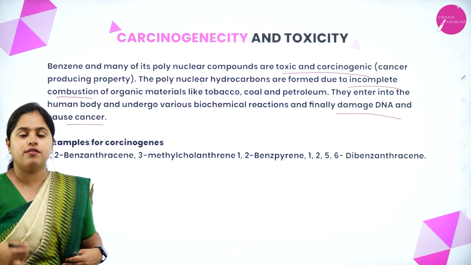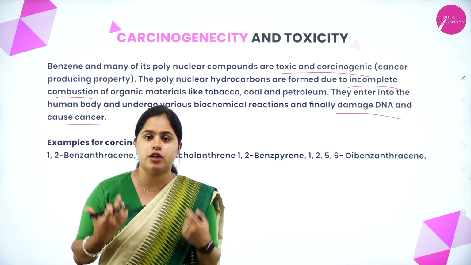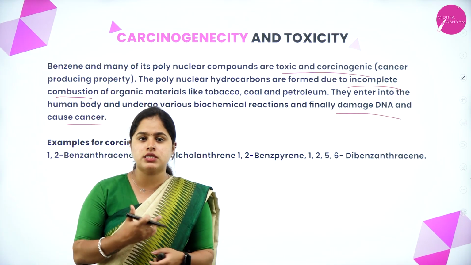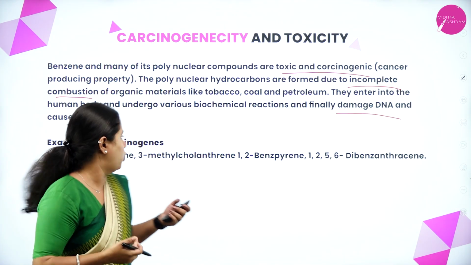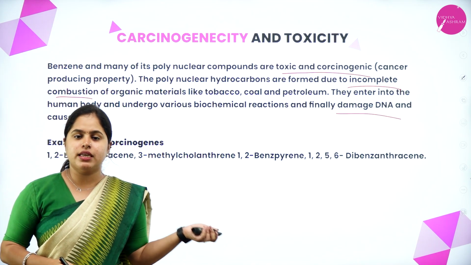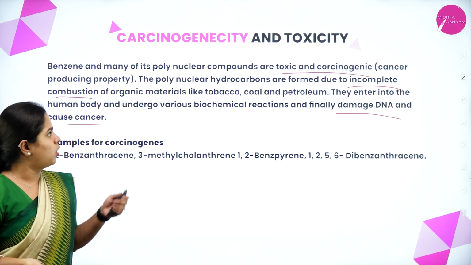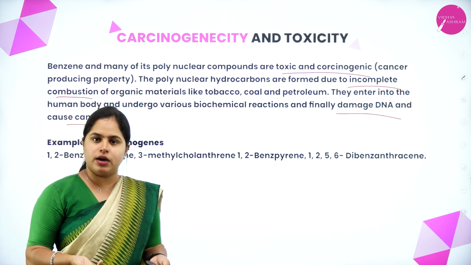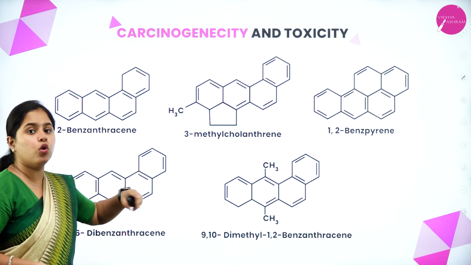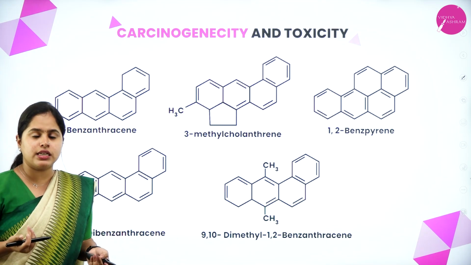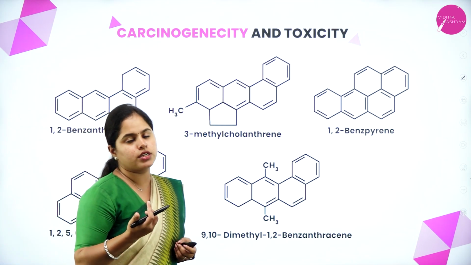So why is this happening? Why are these substances behaving as carcinogenic substances? It is because they undergo incomplete combustion, enter into our body, damage the DNA and cause cancer. Okay. So all these examples that you can see here are examples of carcinogenic substances. They are polynuclear compounds, that is, containing more than one benzene ring. So all these you can see are examples. All of these contain more than one benzene ring, and when they undergo incomplete combustion, they cause cancer. They are carcinogenic or highly toxic to humans.